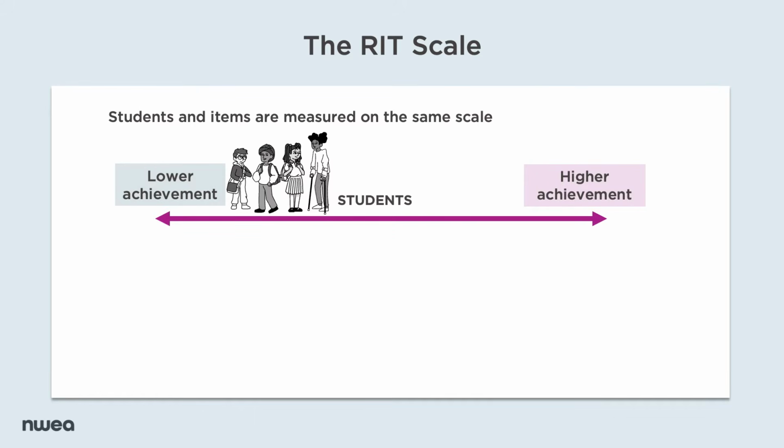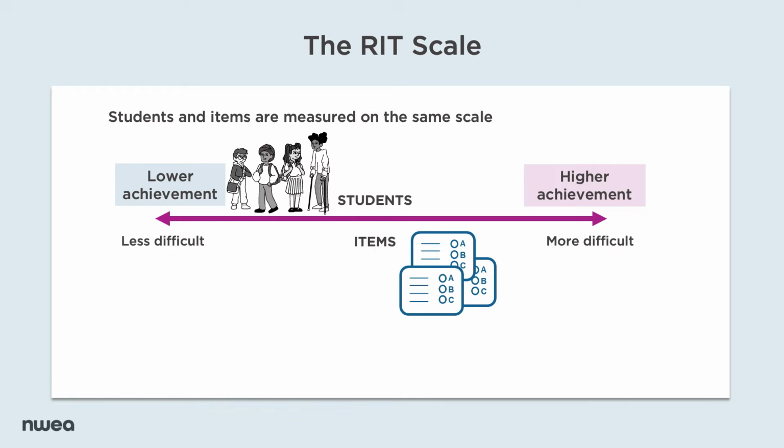IRT gives us one continuous scale. In the case of MAP, that's the RIT scale. It's the same scale we use to locate both how hard a question is and how high a student is performing. For students, a RIT score represents their current achievement level in a subject, how advanced their knowledge or skills are. For items, the RIT scale is a measurement of item difficulty. Higher numbers on the scale indicate more difficult items.